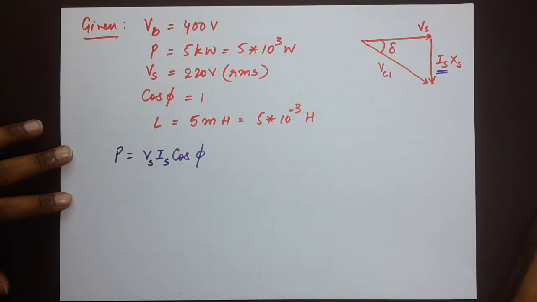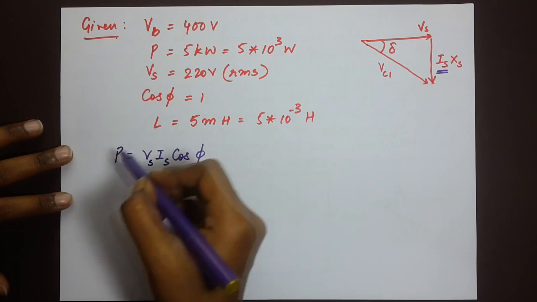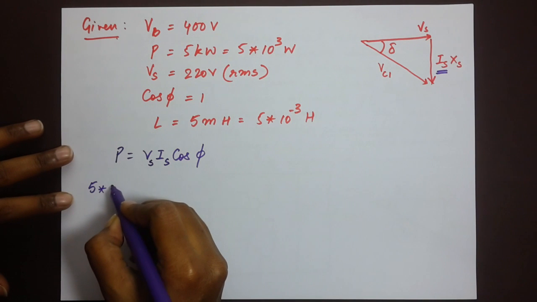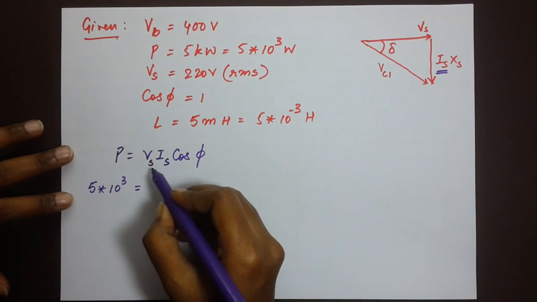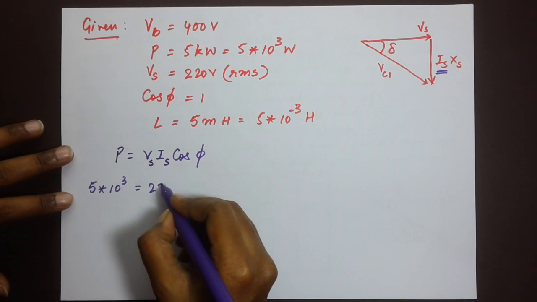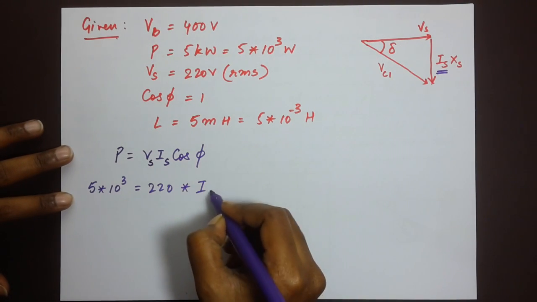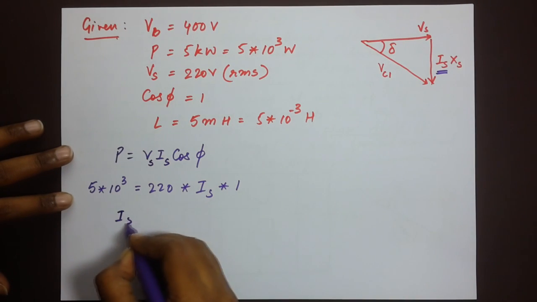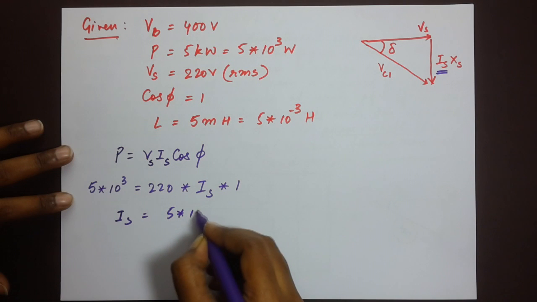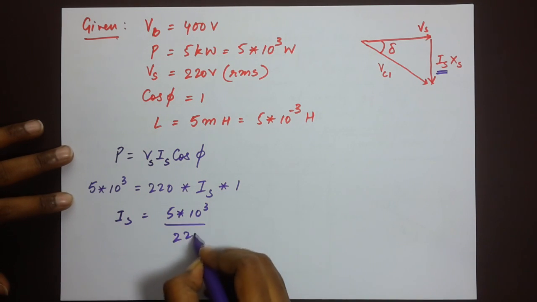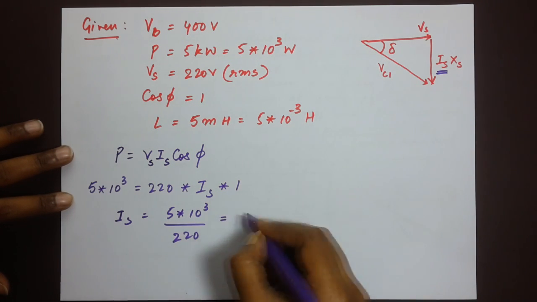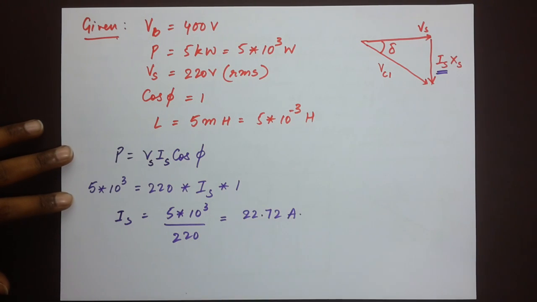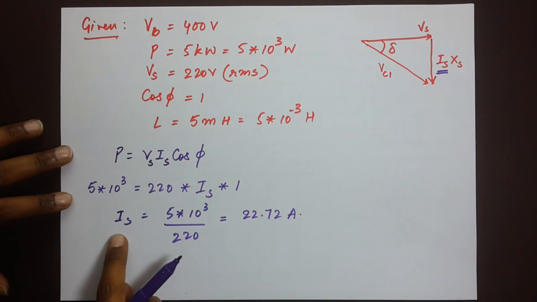Now let's calculate what Is is from this equation. The power is given to us as 5 kilowatts, so let's substitute the values. 5 into 10 power 3 is equal to Vs value 220, we need the value of Is, and cos phi is 1. So from this we find out what Is is. Is is 5 into 10 power 3 divided by 220, and that comes to 22.72 amps. So this is the value of the source current.